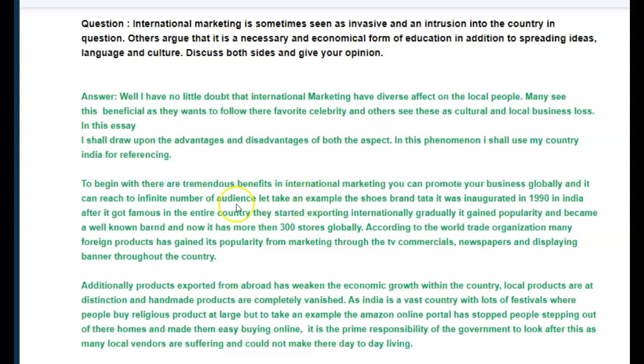Let's take as an example. You can't really say that because that's a contraction. It's not really considered particularly academic in style. So what you could have said instead is, for example, comma, the shoes brand Tata was inaugurated in 1990 in India, capital I, after it got famous, or full stop here. After it got famous, comma, the entire country started exporting internationally, full stop.